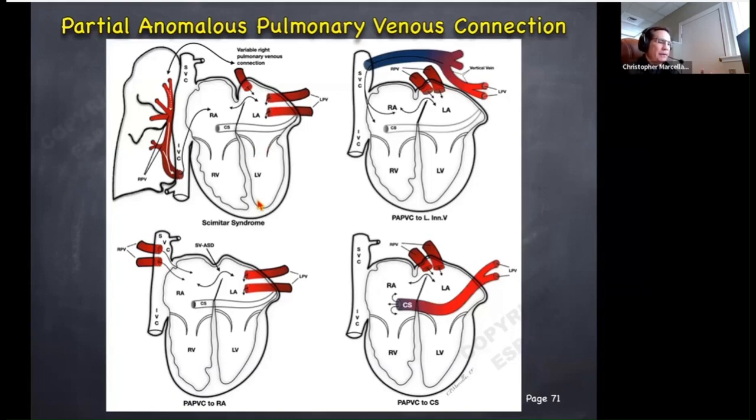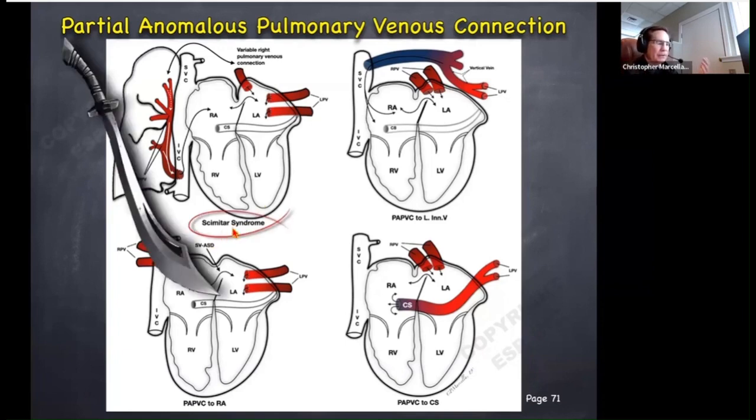So partial is, think of it as you're going to have some veins coming back normally, and multiple veins going back abnormally. So in the first scenario, this is called the scimitar syndrome.